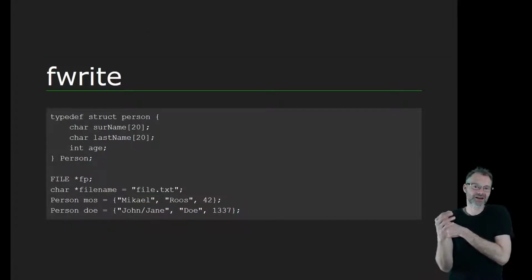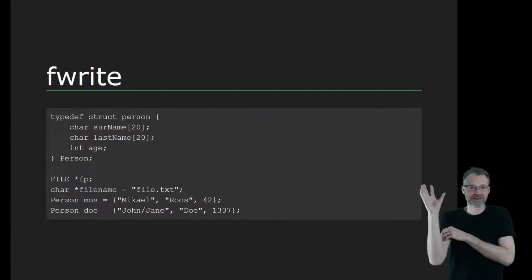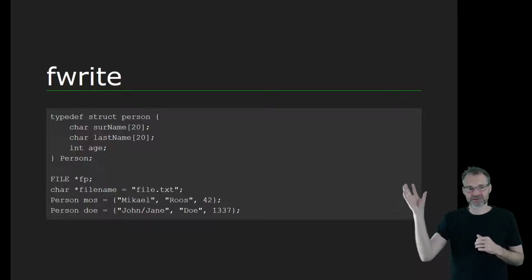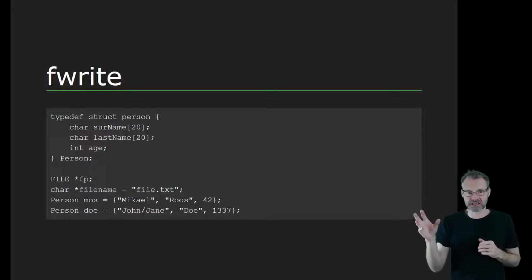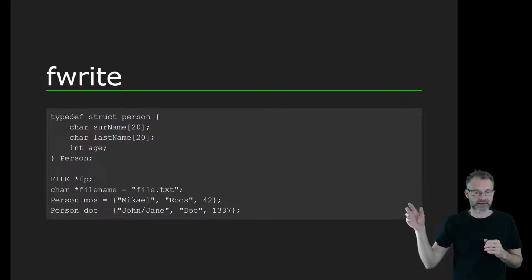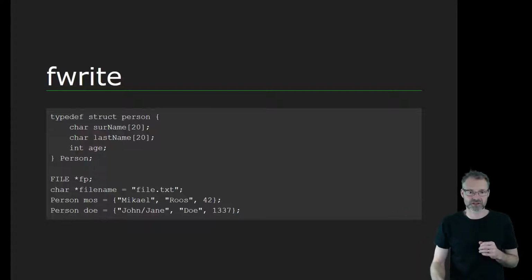So I'm going to do an example using fwrite here. I'm going to create a struct person and typedef it to Person. I'm going to have a surname, last name, and an age, and I'm going to create these as character arrays here. Then I'm going to create the file pointer and the file name. I'm going to create two persons here, Moose, and I'm going to initiate him, and I'm going to create person Do and initiate him with the values into the struct there.